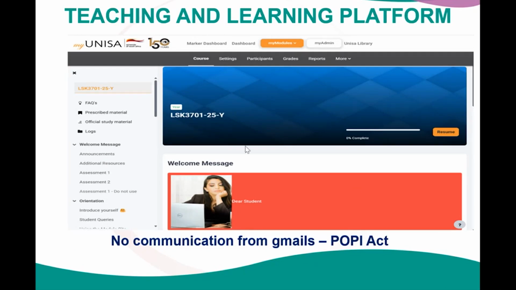Okay, so this is the platform where you'll find your welcome message. I find that a lot of students don't know how to use the module site. On the left side, there's a panel where you'll get your official study material. I'm sure you saw TAT 101. You see your study guide there as well. You have announcements, you have additional resources, and then the list goes on.